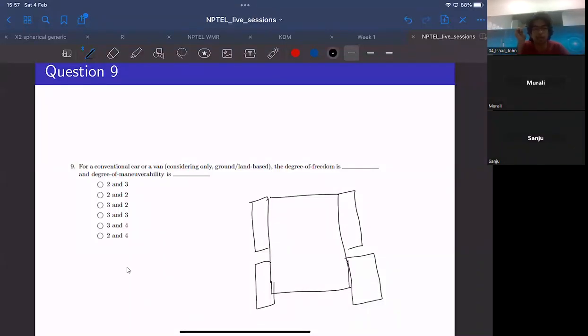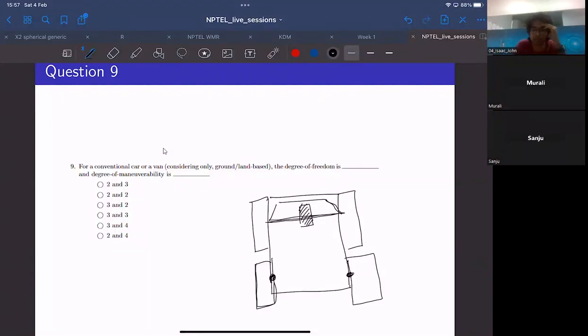So in the case of a conventional car or a van, if we consider the car to be front wheel drive, you will have an engine or a motor, a prime mover, that commonly connects the two front wheels, and it will also have a steering linkage. The rear wheels are basically passively rotating about their own hubs. So the first question is, what is the degree of freedom of a car?